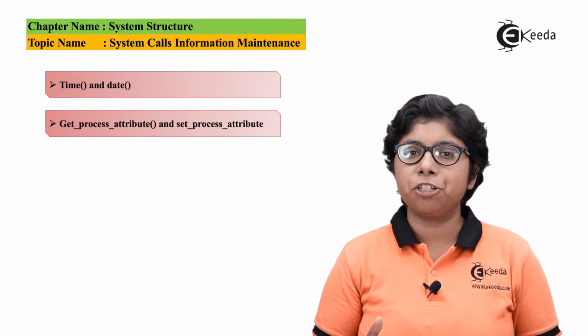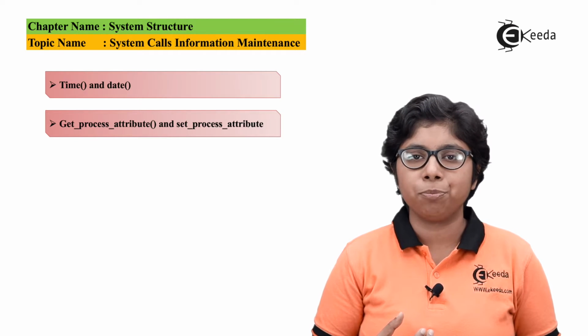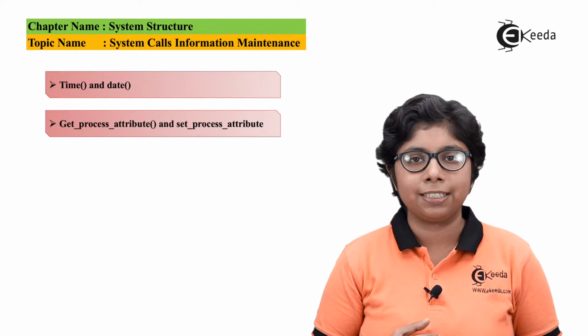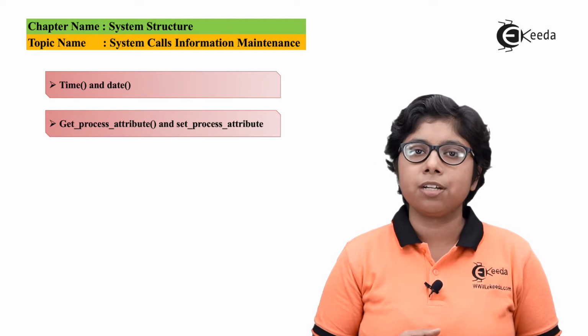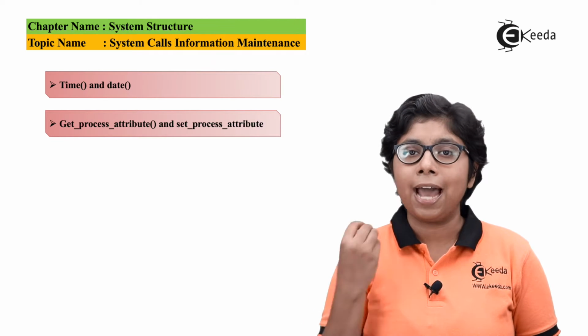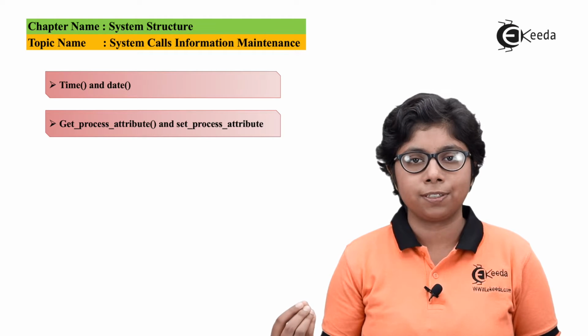Get process attribute, set process attribute, and likewise get file and set file attributes are the system calls which can control the information maintenance. Now the operating system wants to store all the information about the processes, and the system calls that give access to information about these processes.